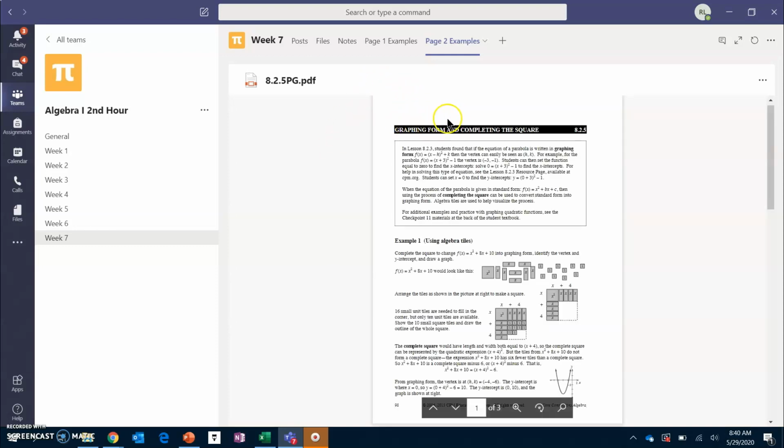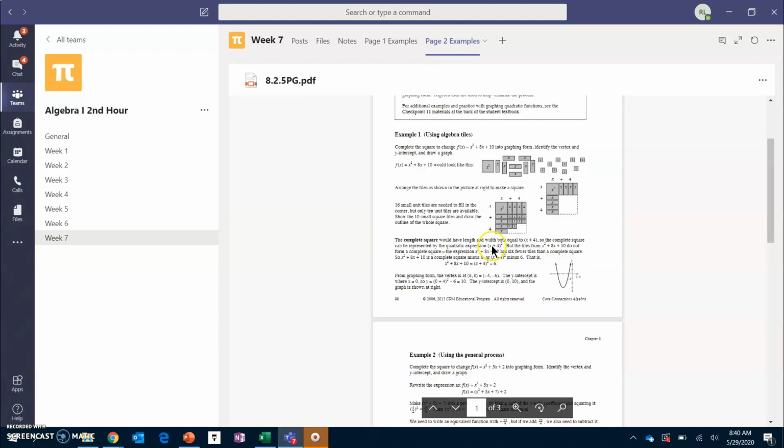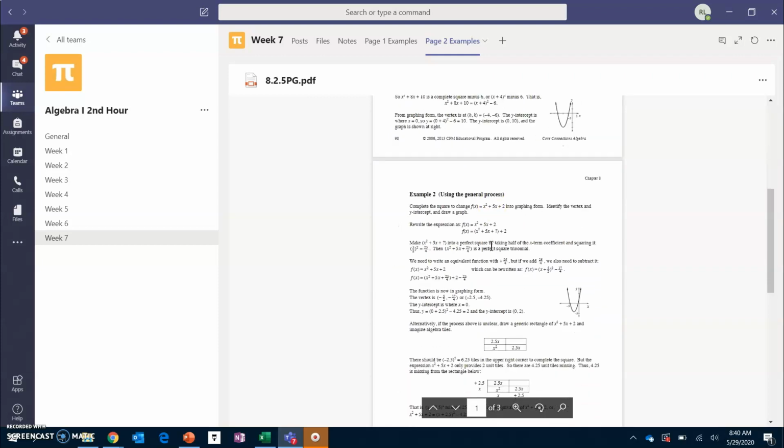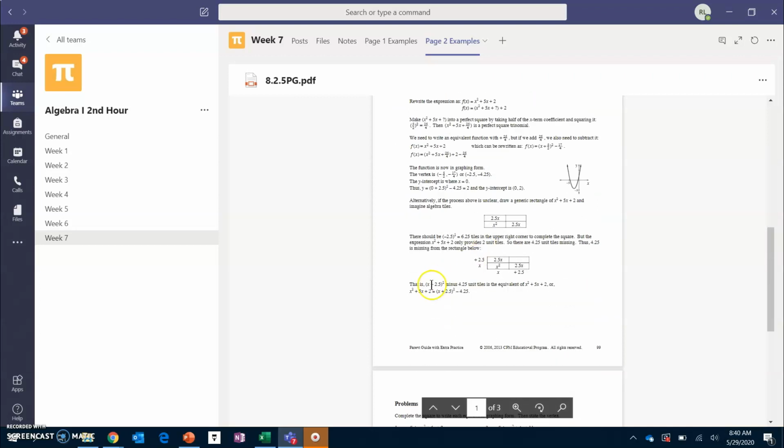Alright, so what we're doing here is we are doing a process called completing the square. The whole point of completing the square is that you take it from looking like what we've been doing before, like x squared plus 5x plus 2, and you want to rewrite it in this special graphing form where it's in parentheses and it's x plus something squared, and then it's like plus or minus something else.